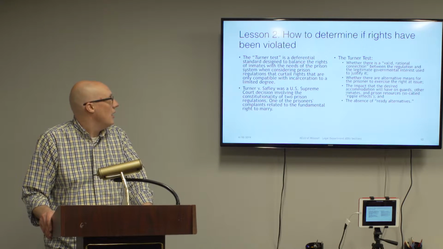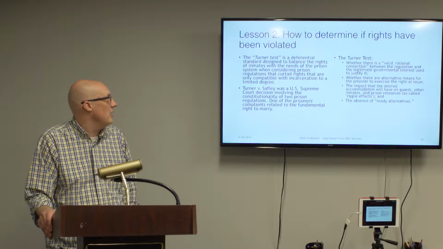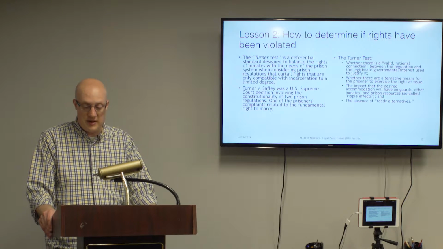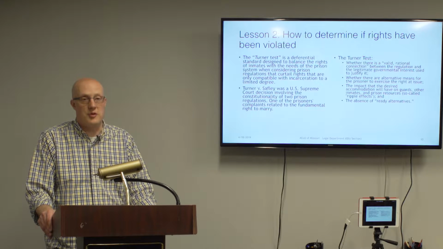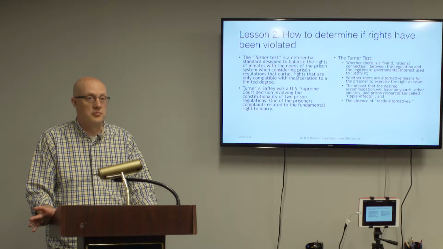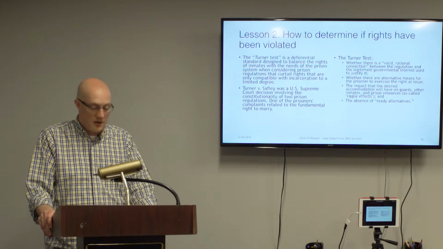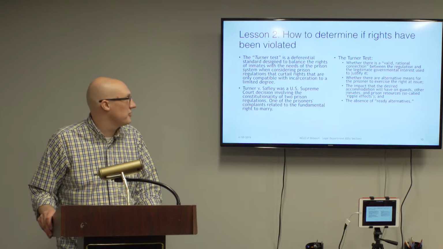So this is a highly deferential standard to the prison system, but it is designed to balance the rights of inmates with the needs of the prison system to run an orderly prison. So the valid and rational connection between the regulation and government interest is the first factor here.